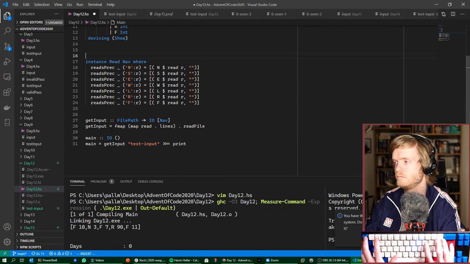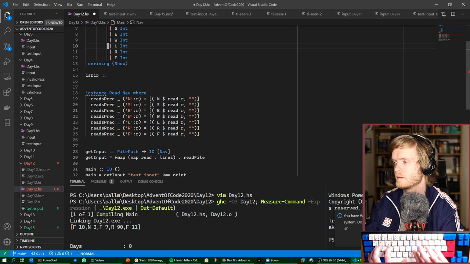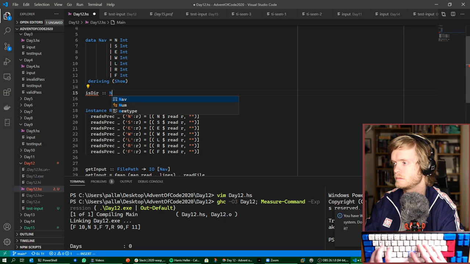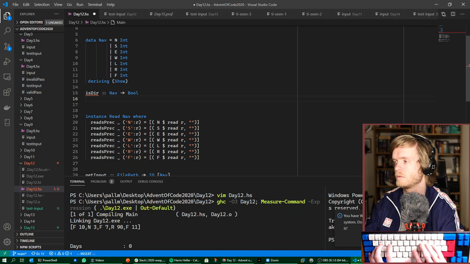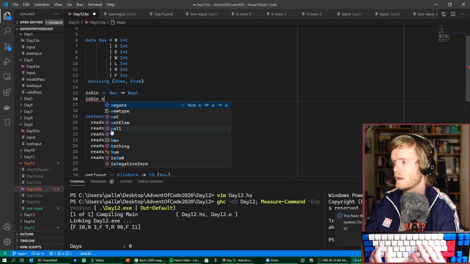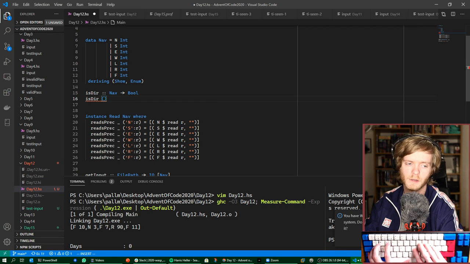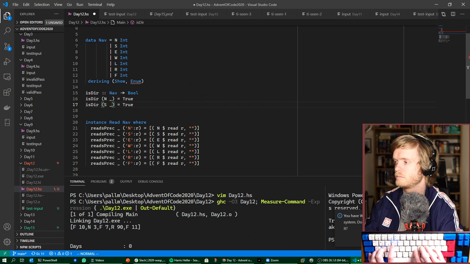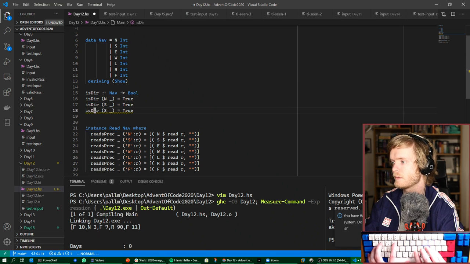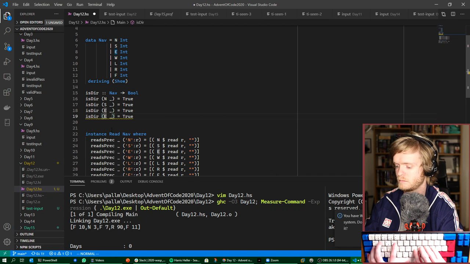Now we're gonna write a function here. isDir. It's gonna return Nav to Bool. So we're gonna derive Enum. isDir, it's gonna be an N. Is there is going to be L, M, north to south. No, okay, this is too brutal because we don't have a north, south, east, west.